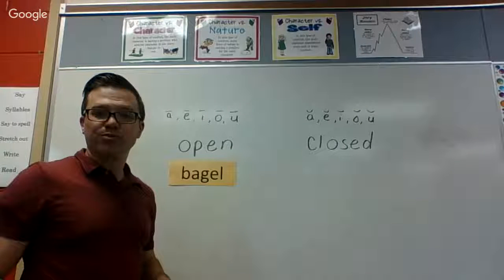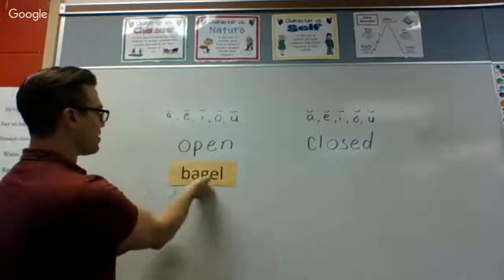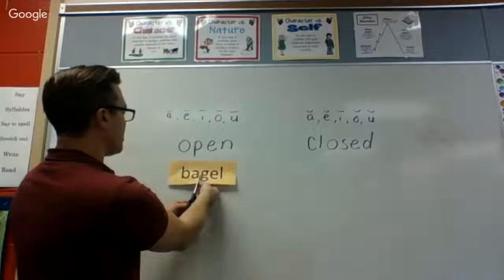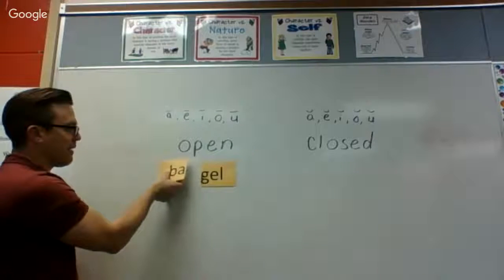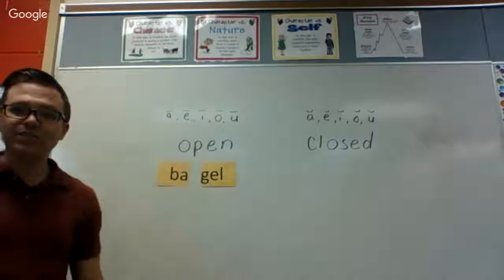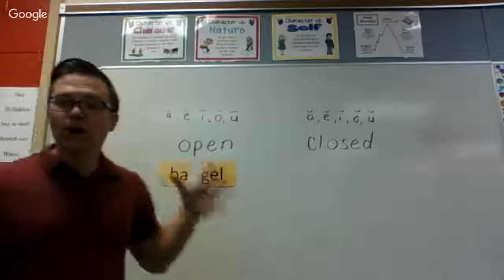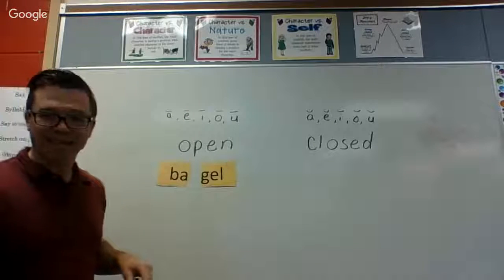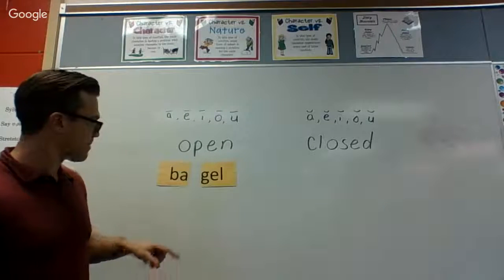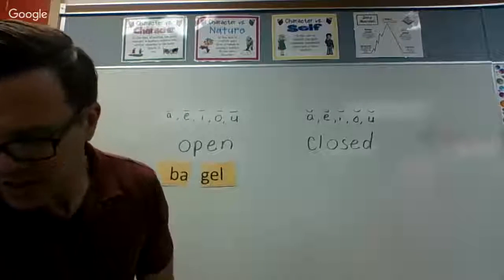Now I can tell by using my chin and by going bagel. And I feel my chin split right here. Bagel. See it? Bagel. So there's my 2 parts, okay? Bagel. It's an open syllable because the vowel is saying its name. Do you see where I divided it? There's a vowel and then a consonant, and the A is saying its name. Let's try another one.